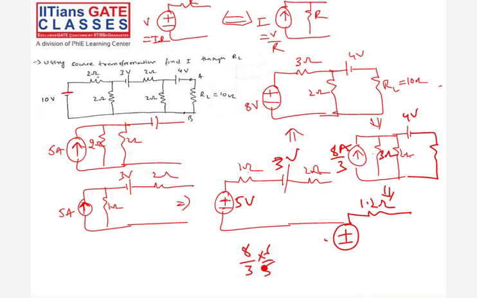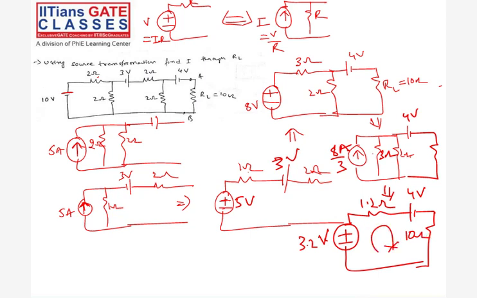Okay, if I see this, what is the current here now? So if I draw the loop equation here, minus 3.2 plus I into 1.2, 1.2 I, plus 4 plus 10 into I is equal to 0. So tell me what is I here? I is equal to minus 0.8 by 10 plus 1.2, 11.2. So tell me the answer.